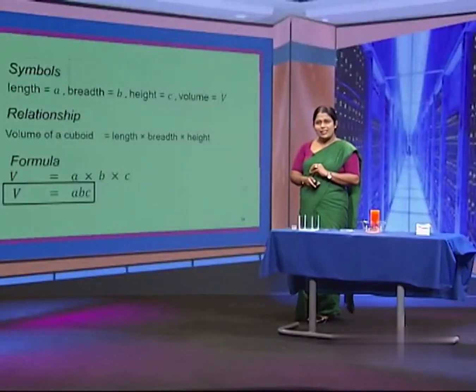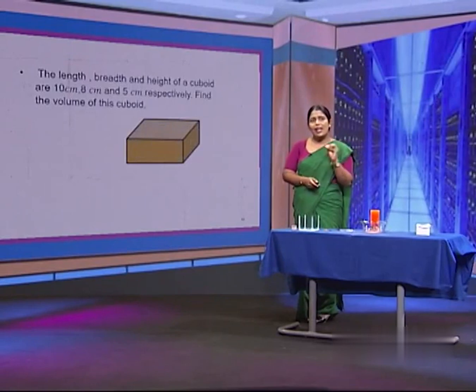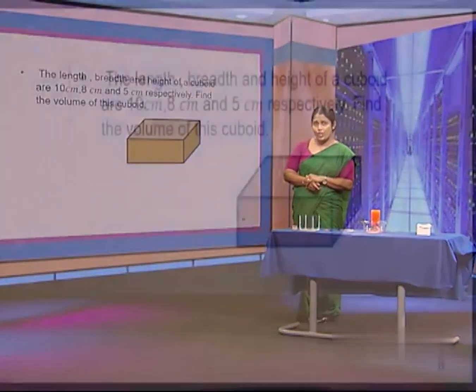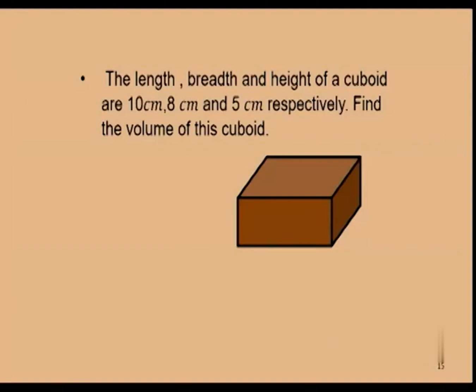You know that there is no need to write the multiplication symbols among the algebraic terms. Let's discuss a question. The length, breadth and height of a cuboid are 10 centimeters, 8 centimeters and 5 centimeters respectively. Find the volume of this cuboid. You already know that you have to represent the data in the diagram. Okay. What is the length? 10 centimeters and breadth is 8 centimeters and height is 5 centimeters.